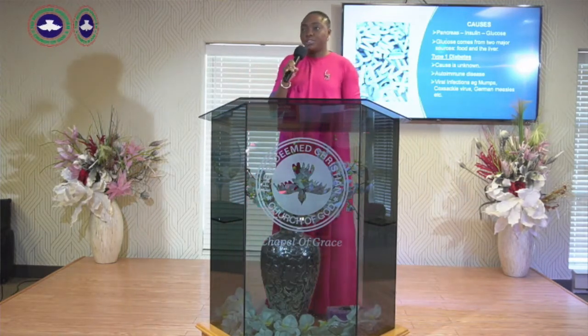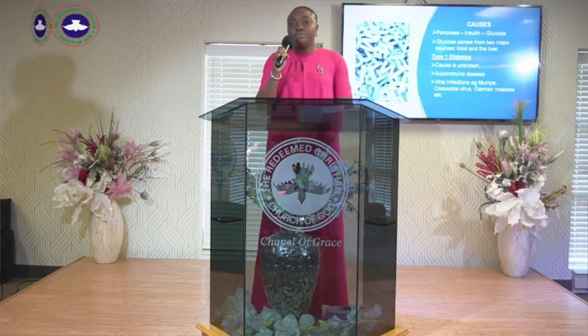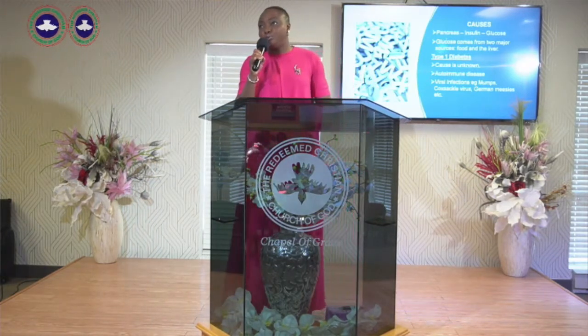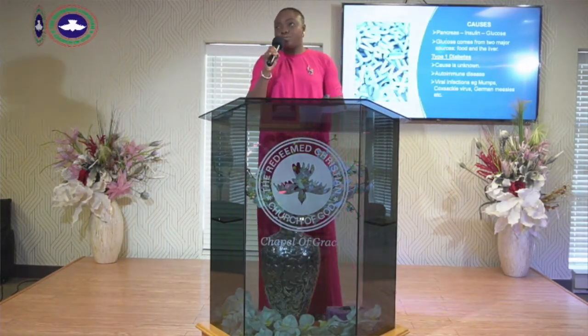Now, type 1 diabetes in itself, the cause is unknown, but it's an autoimmune disease. Like I mentioned earlier, the immune system just attacks the body, attacks itself, and in this process destroys the pancreatic gland. So there's little insulin produced to help drive the excess blood sugar into the cells.